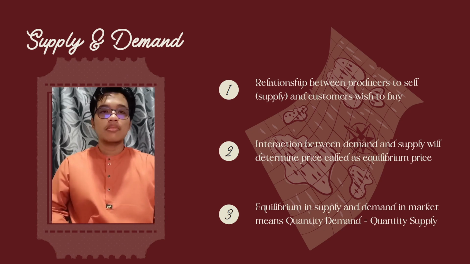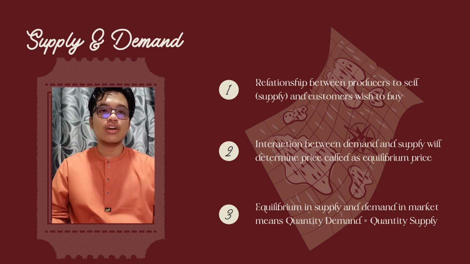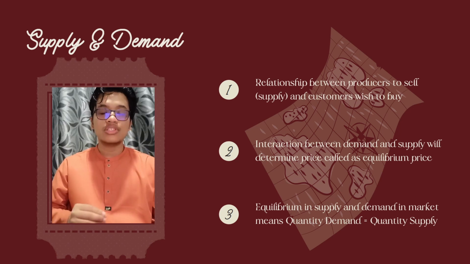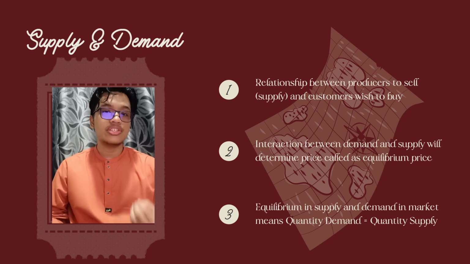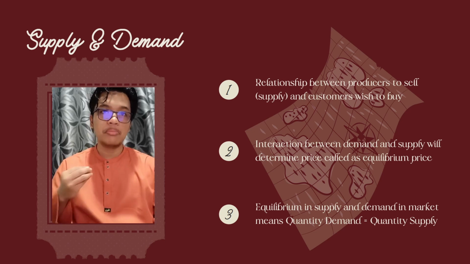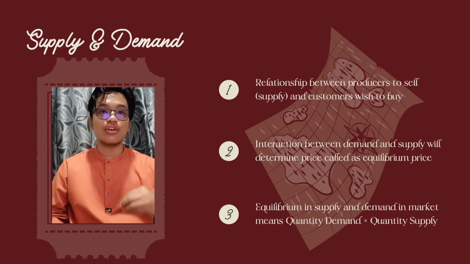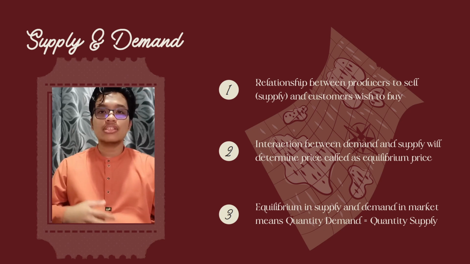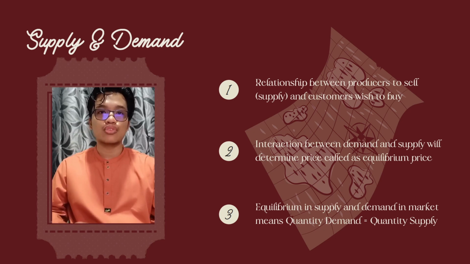So, supply and demand in economics is a relationship between the quantity of a commodity that producers wish to sell at various prices, which we can call the supply, and the quantity that consumers wish to buy, which is the demand. So, the price of the commodity is determined by the interaction of the supply and demand in the market. In equilibrium, the quantity of a good supplied by the producer equals the quantity demanded by consumers.